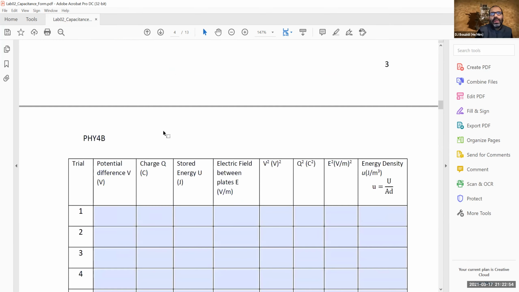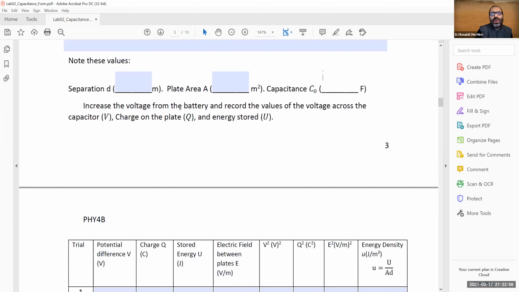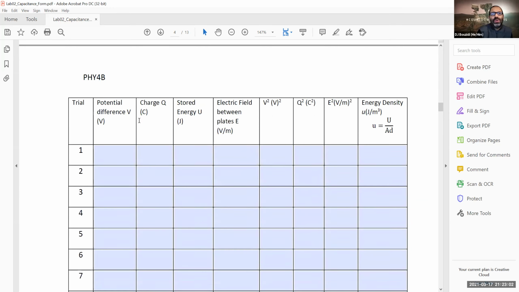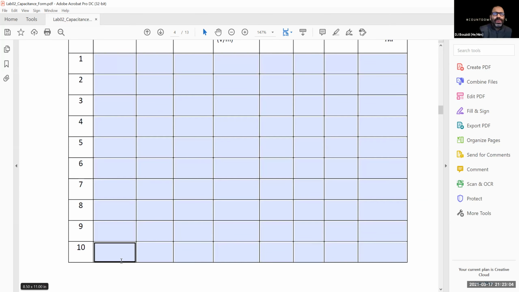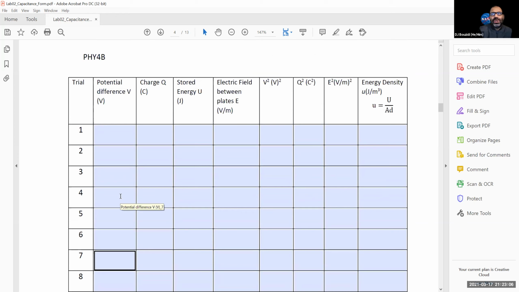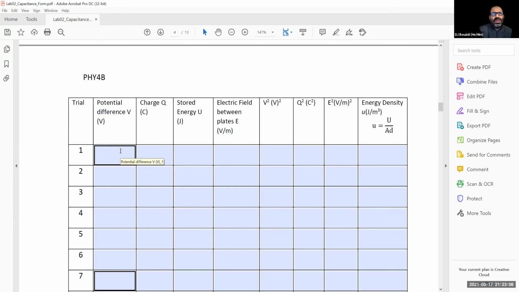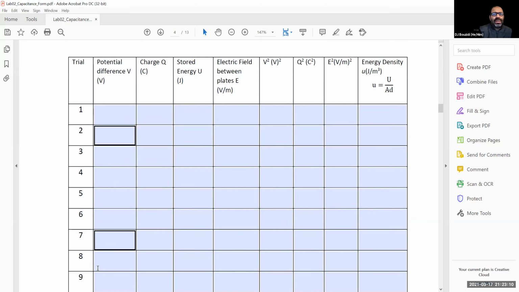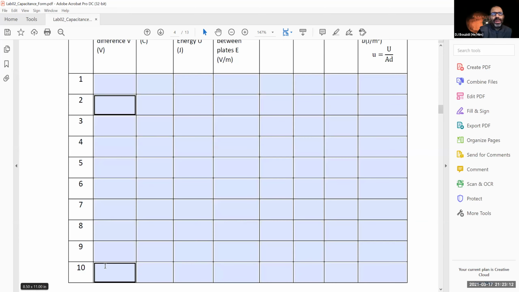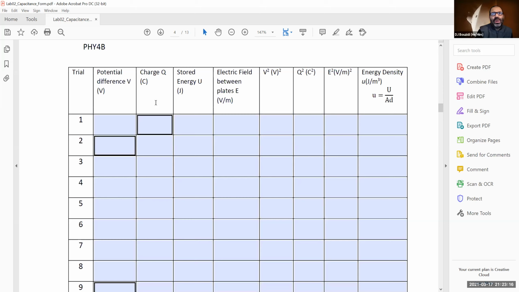And now, increase the voltage from the battery and record the values across the capacitor. So this is what we're going to do in here. We're going to go 10 steps, basically, for the voltage. And as we increase it from 0 to whatever, the 10th value, remember, we're going to go in increments of 0.1. The charge now, we're going to note it in here, okay?